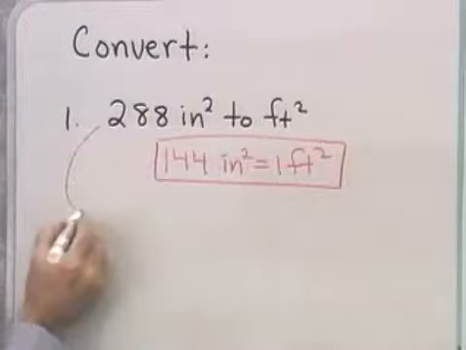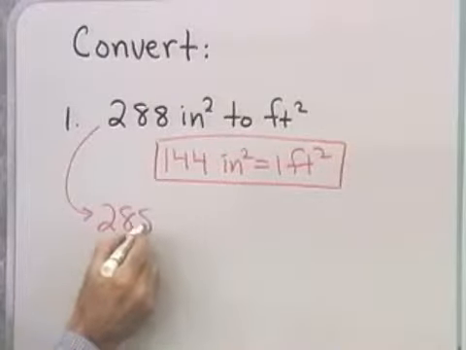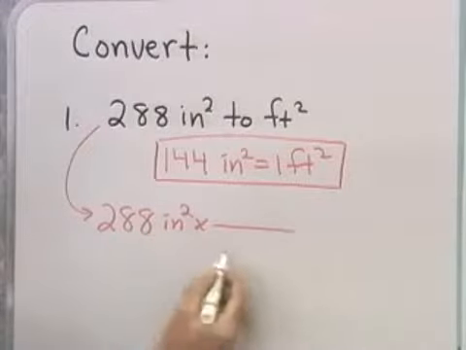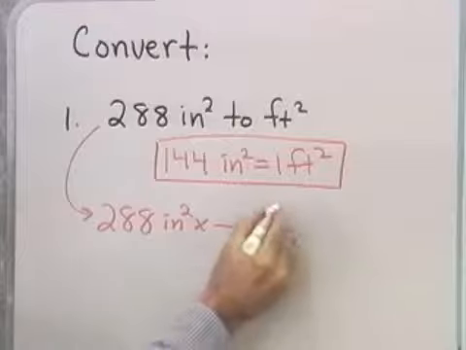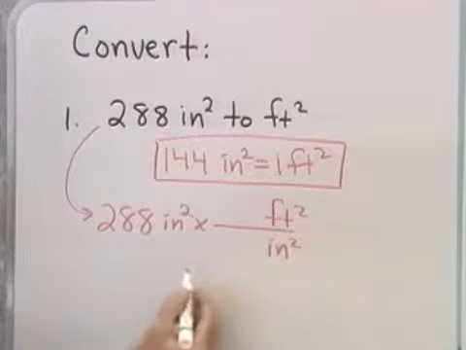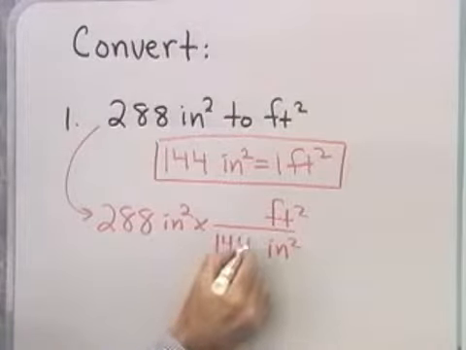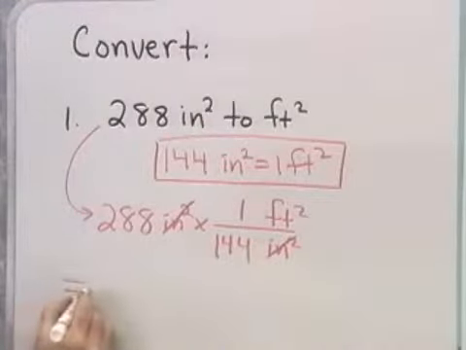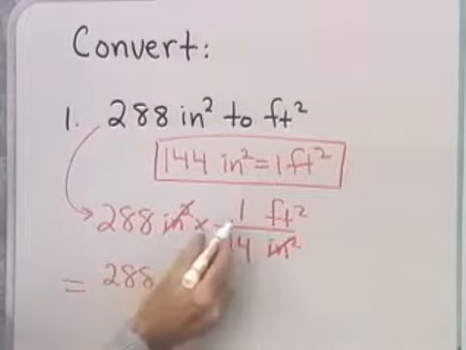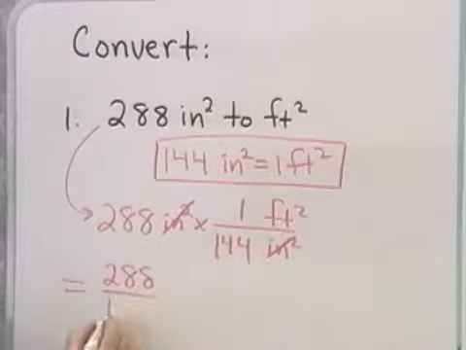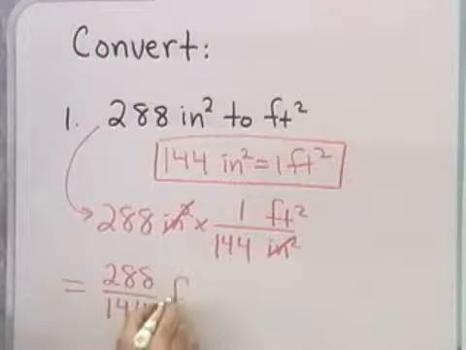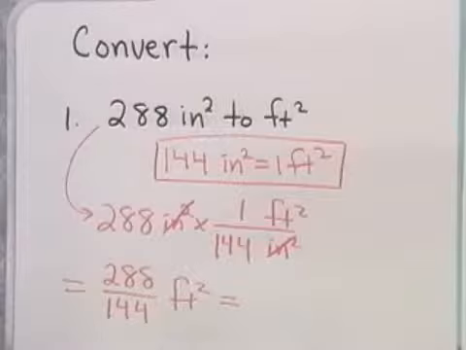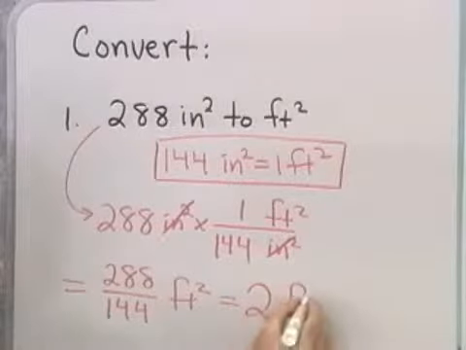So I start with my 288 square inches, and I want to multiply by a conversion factor that's going to have my square inches divide out and leave me with square feet. So I see that I must put the 144 on the bottom and the 1 on the top. The inches will divide out, and I'm left with 288 times 1 divided by 144 square feet. Now when I divide 288 by 144, I end up with 2 square feet.